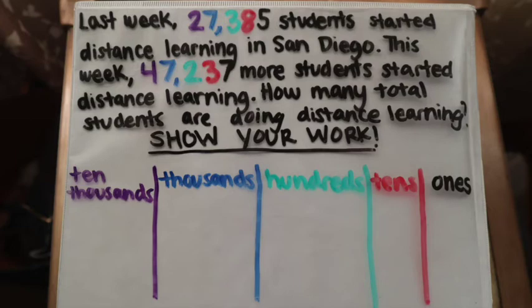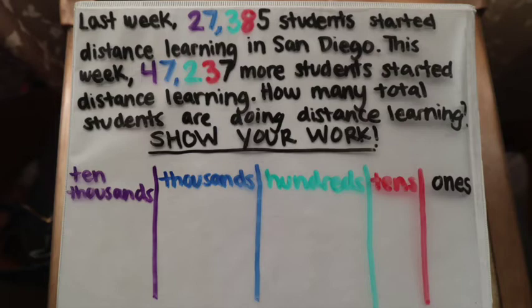Alrighty, here is your practice problem. Last week, 27,385 students started distance learning in San Diego. This week, 47,237 more students started distance learning. How many total students are doing distance learning?